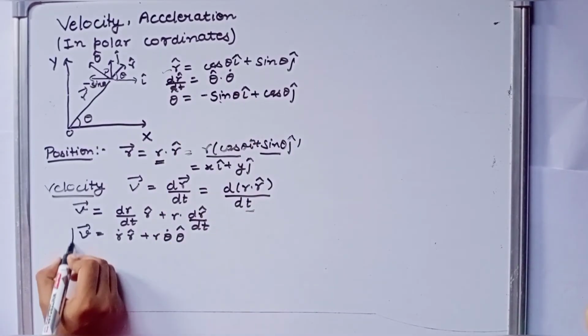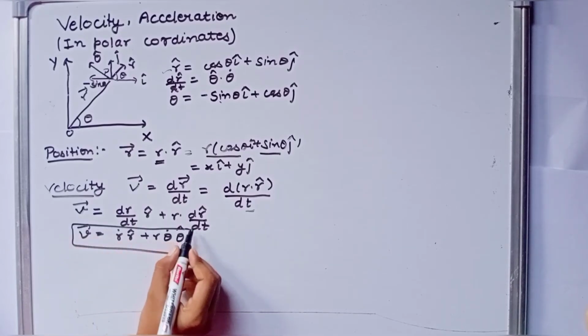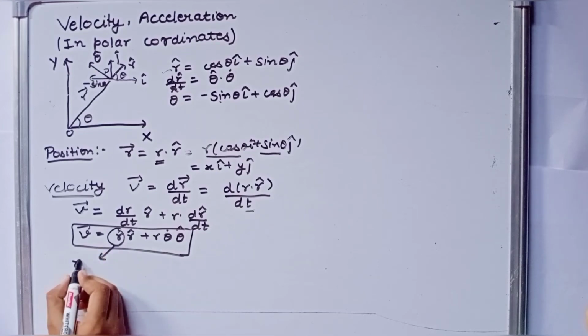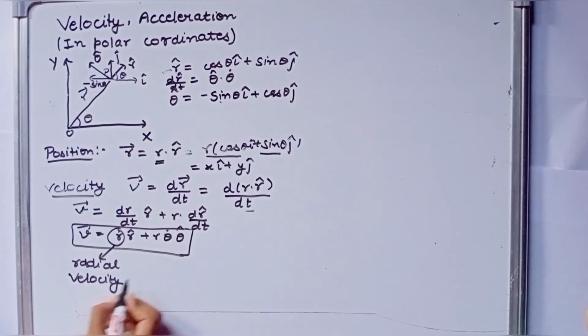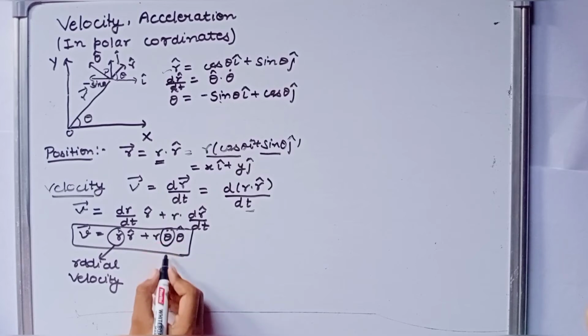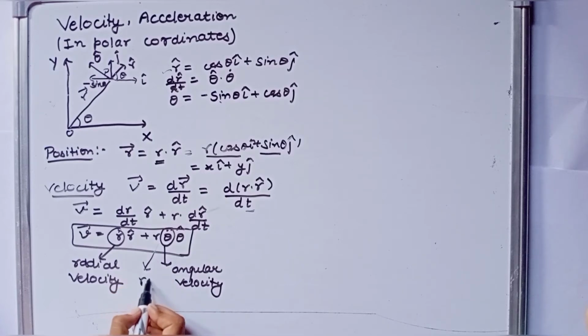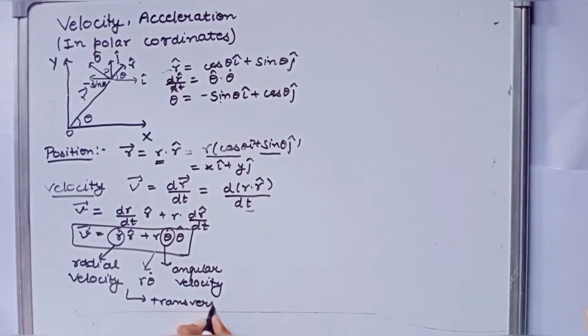Now we have obtained the velocity expression in polar coordinate system. Here this first term represents the radial velocity, since it is dr by dt, so it is our radial velocity, and this second term theta dot represents the angular velocity. You must be sure about this. This represents the angular velocity, and if I look at this complete term, that is r theta dot, this represents the transverse velocity. The other name of transverse velocity is tangential velocity.